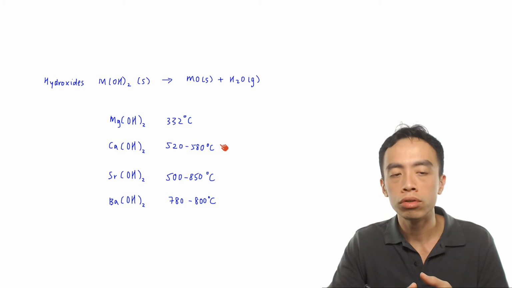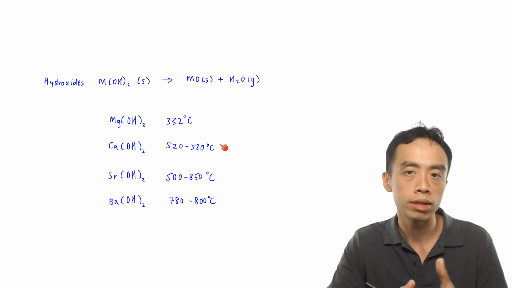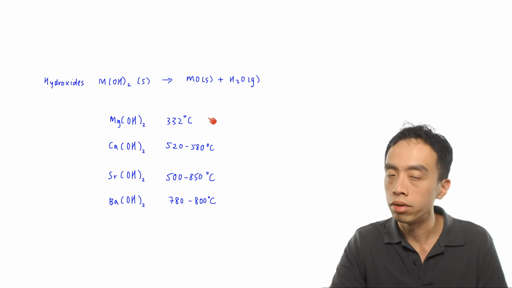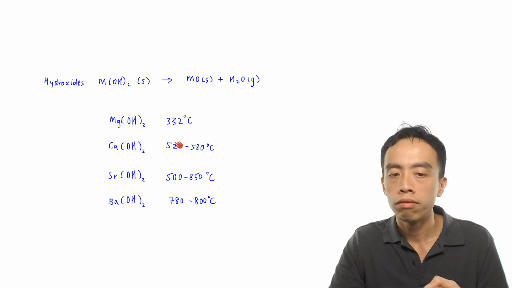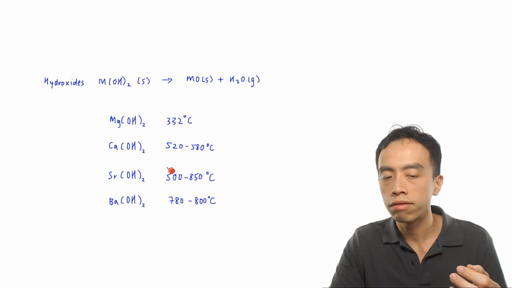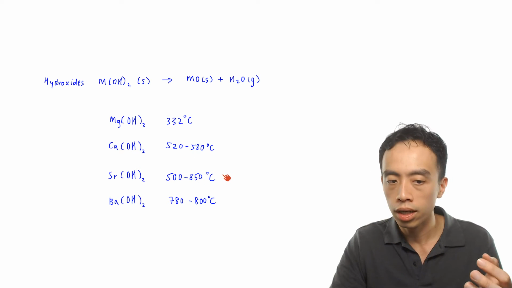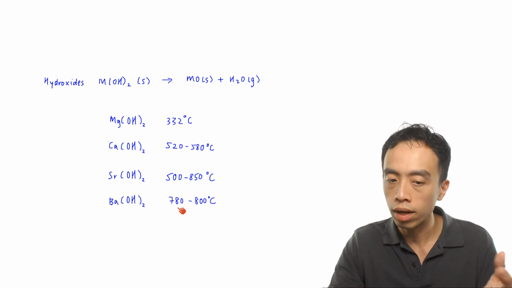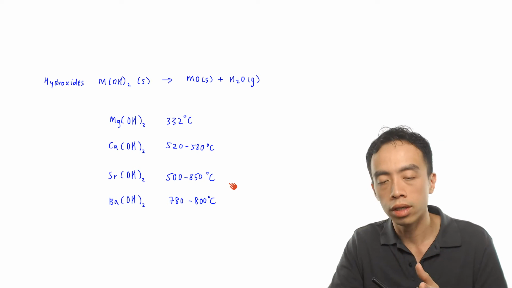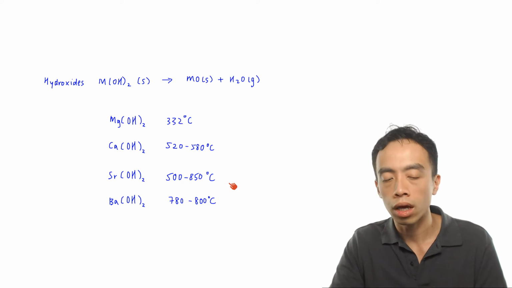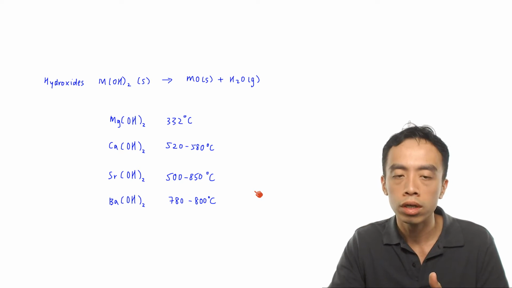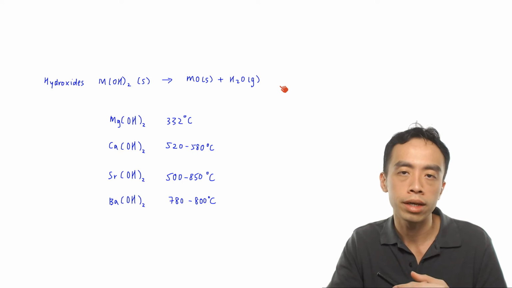And if I look at the decomposition temperature for hydroxides, you notice the trend is exactly the same as that for nitrates and carbonates. Magnesium hydroxide, 330 degrees Celsius. Calcium hydroxide, 520 to 580 degrees C. Strontium hydroxide, slightly higher, 500 to 850 degrees C. Barium hydroxide, the temperature is also higher, 780 to 800 degrees C. So again, what we notice is the trend is very consistent. As we go down the group, the salts require a higher and higher temperature for us to decompose the salts to get oxide and some gases as the byproduct.